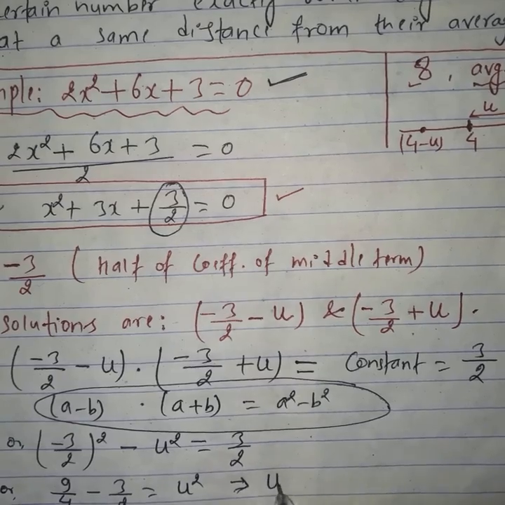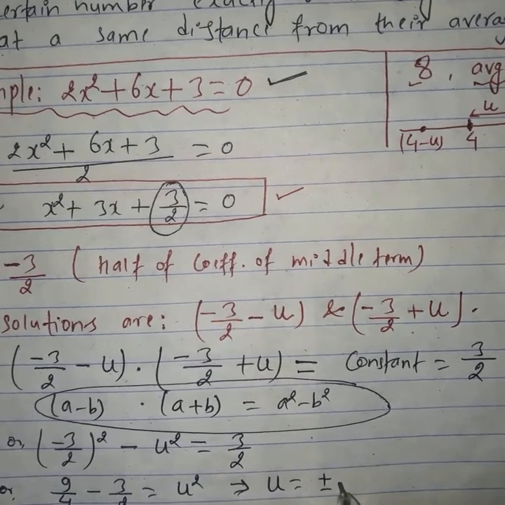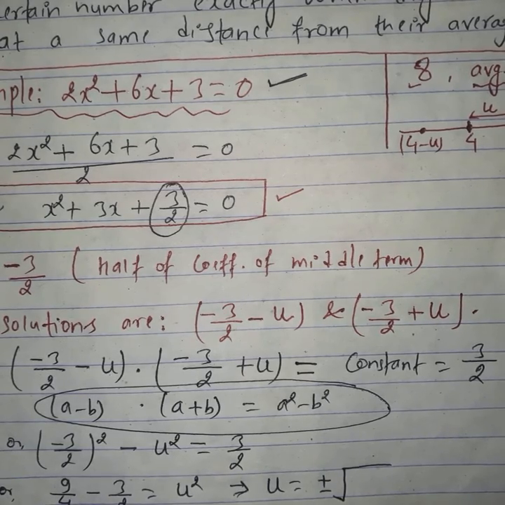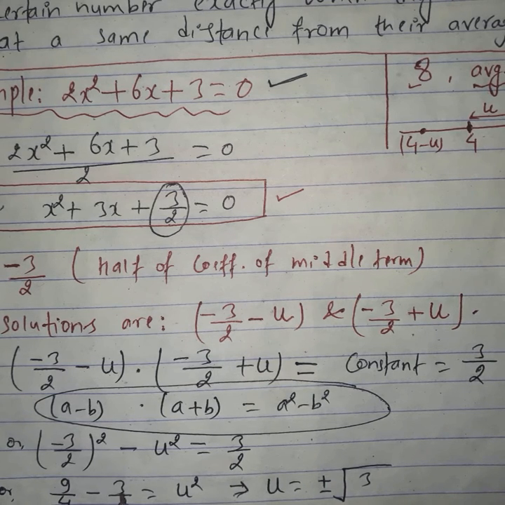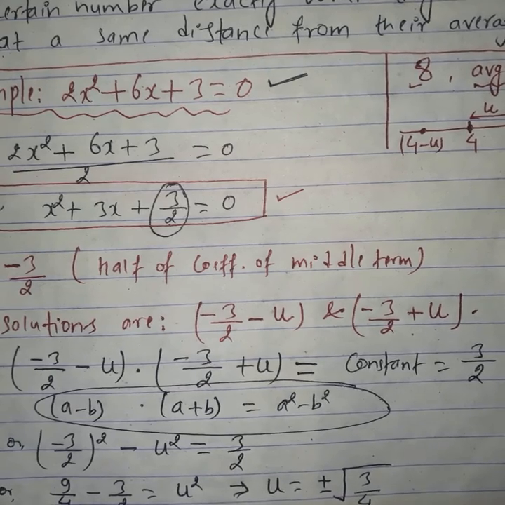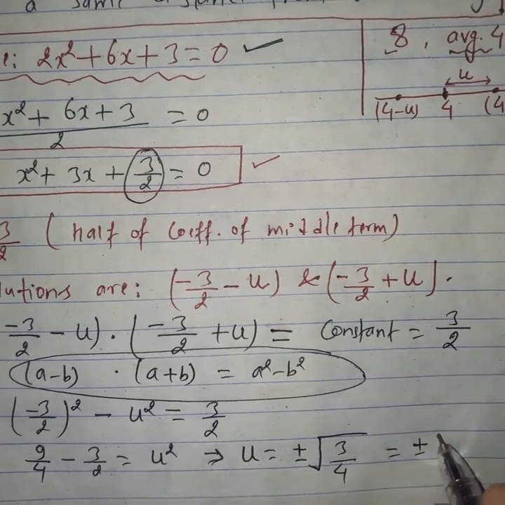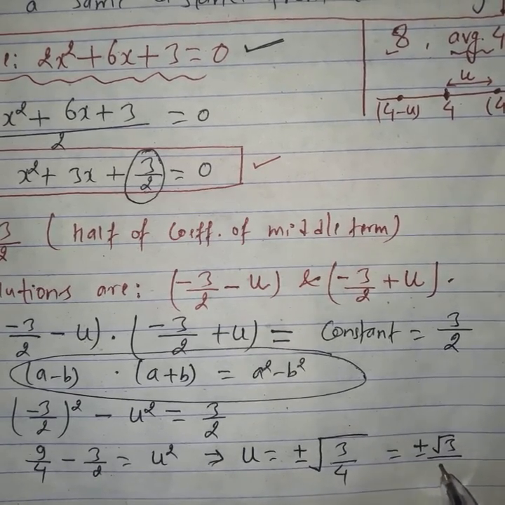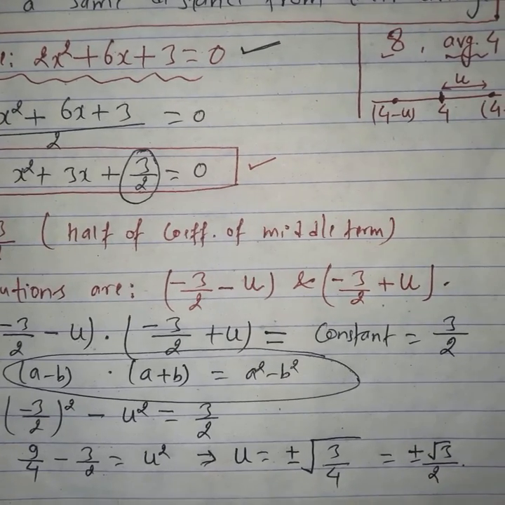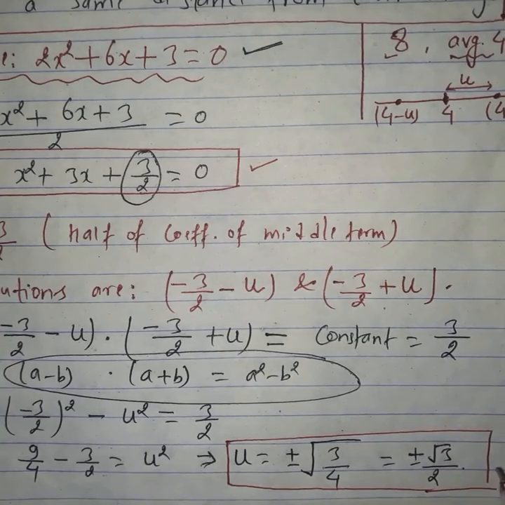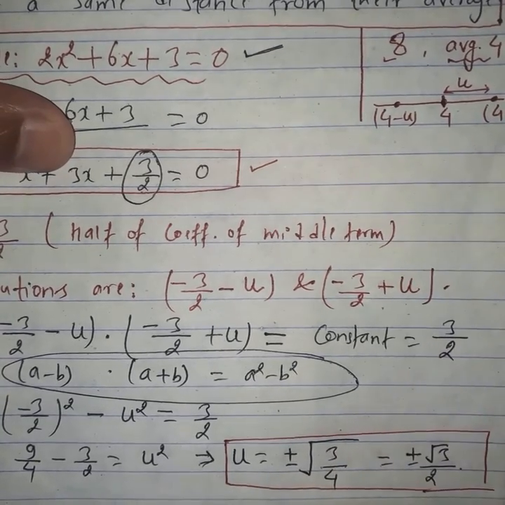This implies the value of u is plus or minus the square root of this quantity. Here the LCM is 4: 2 times 3, 6, so 9 over 4 minus 6 over 4 gives 3 over 4. Here we just solve these fractions, and this is plus or minus the square root of 3 over 2. The value of u obtained here is plus or minus the square root of 3 over 2. This is the value of u.